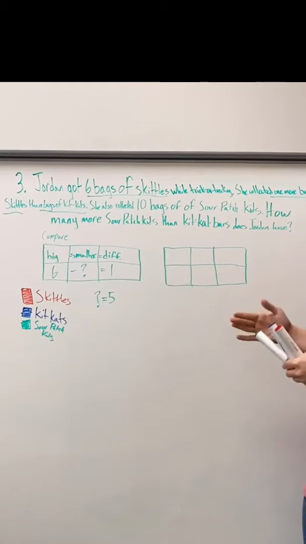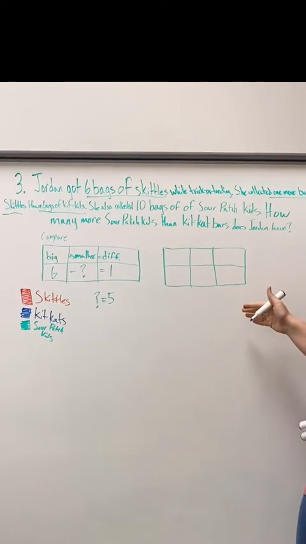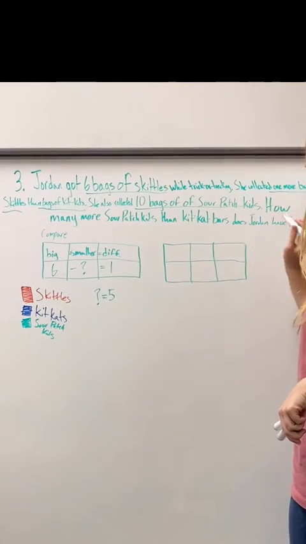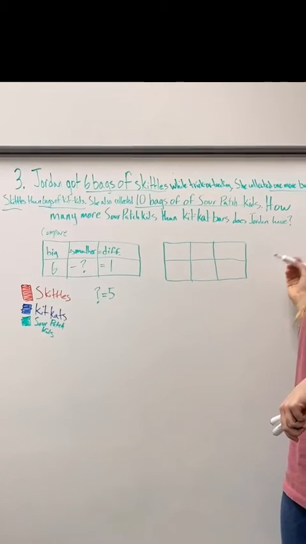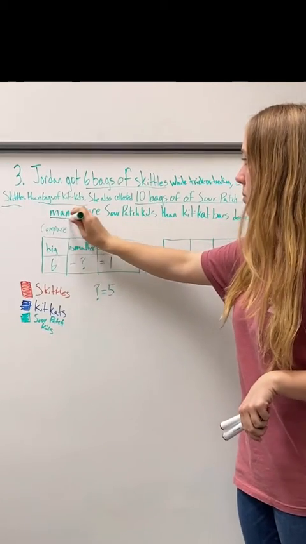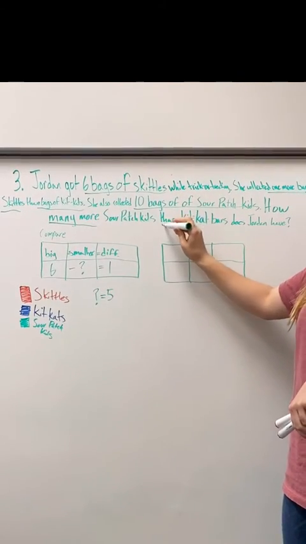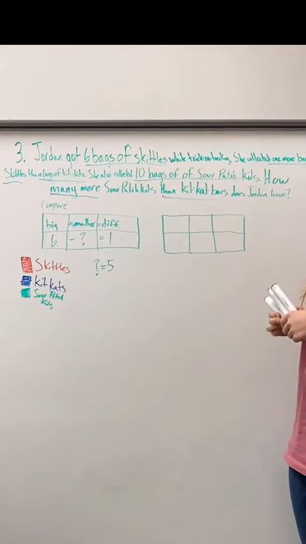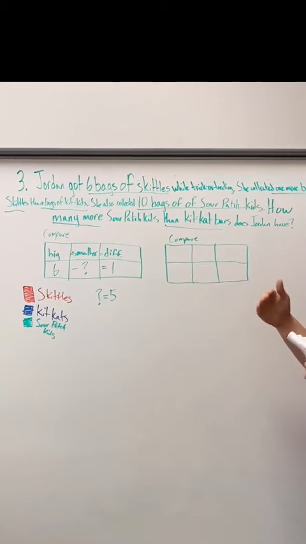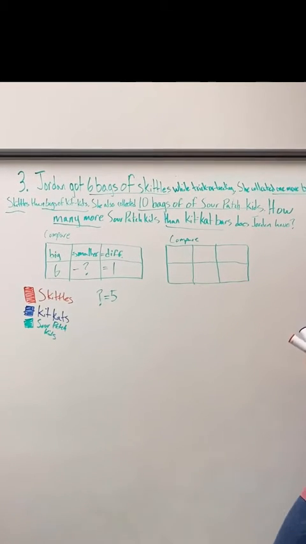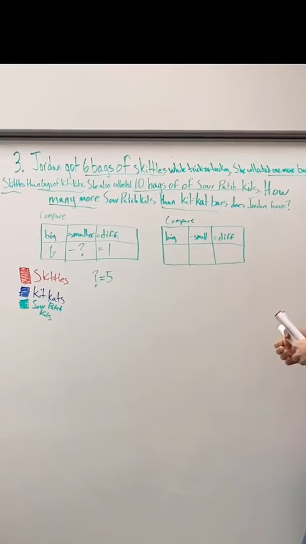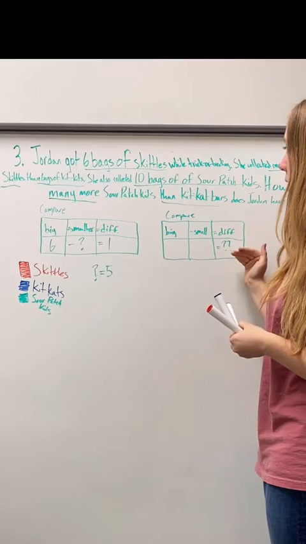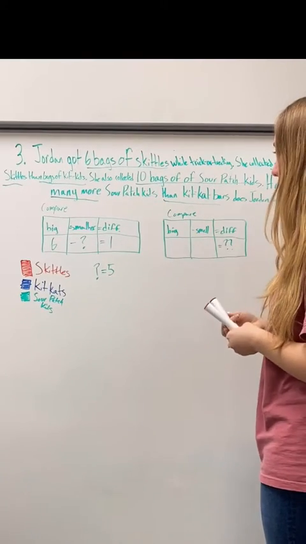So now they can go on to the second problem, or the second step of the whole problem. And they know that they have 10 bags of Sour Patch Kids. And the question is asking how many more Sour Patch Kids than Kit Kat bars does Jordan have. So this will be another comparison problem. It's a more than with our difference unknown. So we know that this is a comparison problem with more than, and we're looking for the difference between the amount of Sour Patch Kids and Kit Kat bars.